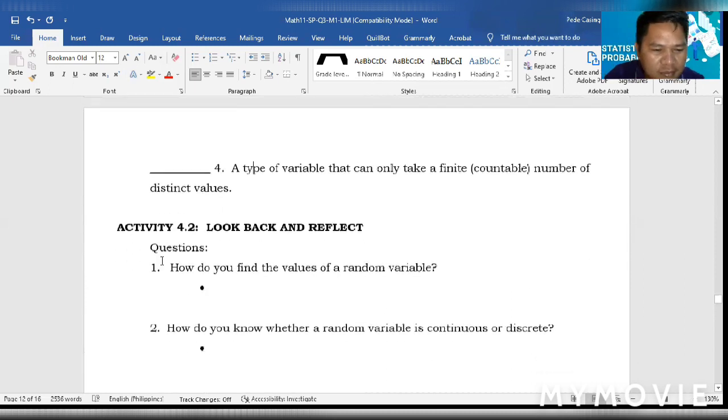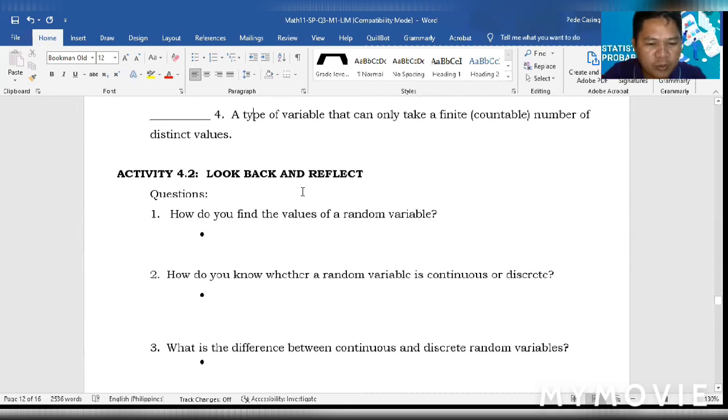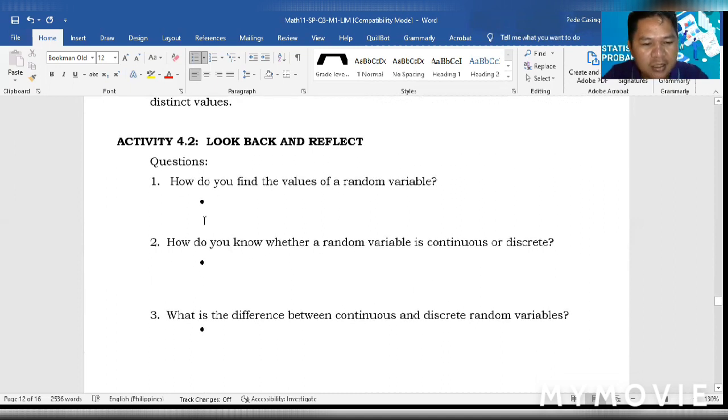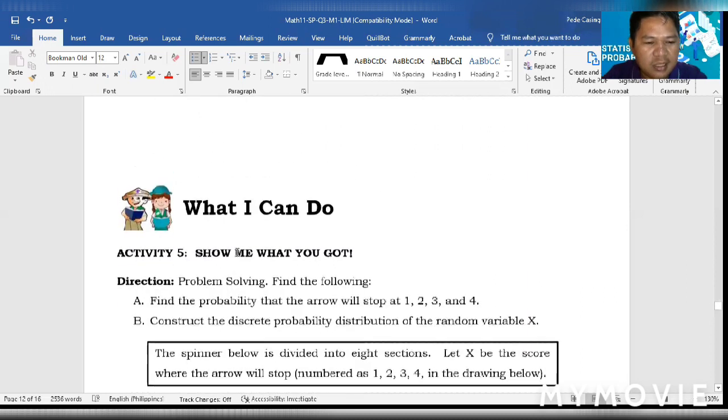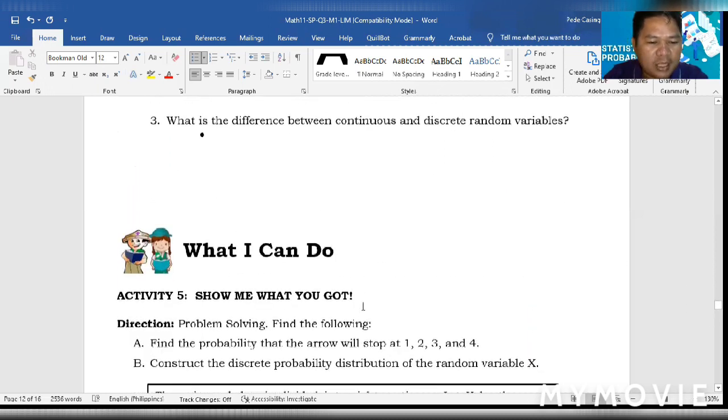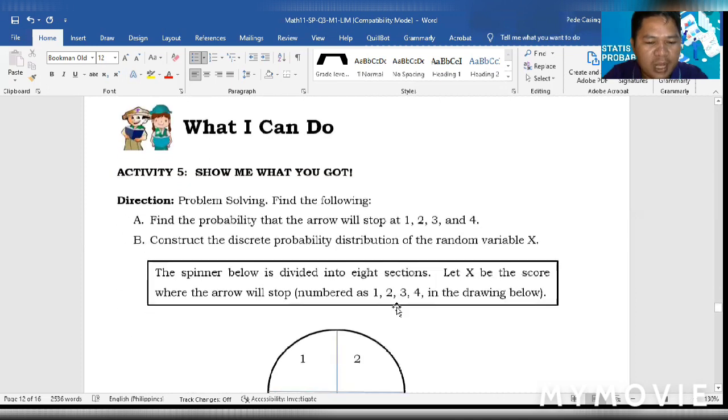Okay. So another activity, look back and reflect. Questions number one, how do you find the values of a random variable? So you explain your answer or the procedure or process. Second, how do you know whether a random variable is discrete or continuous? Okay. Three, what is the difference between continuous and discrete random variables? After that activity, you answer what I can do. Show me what you got.